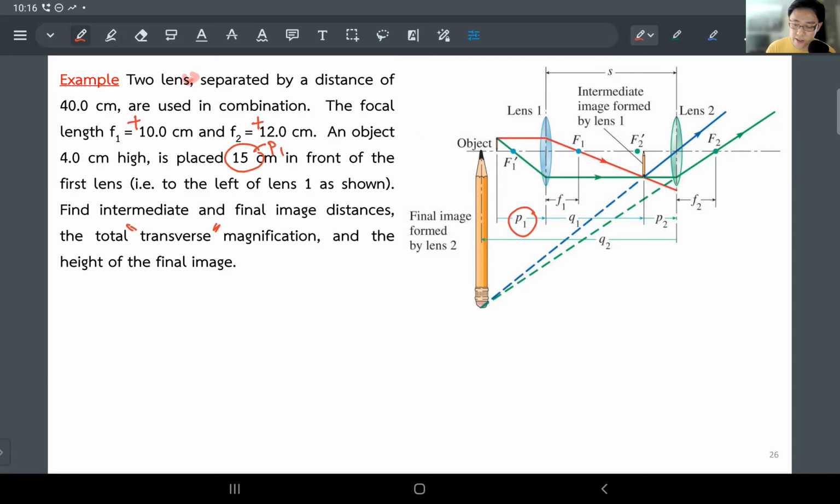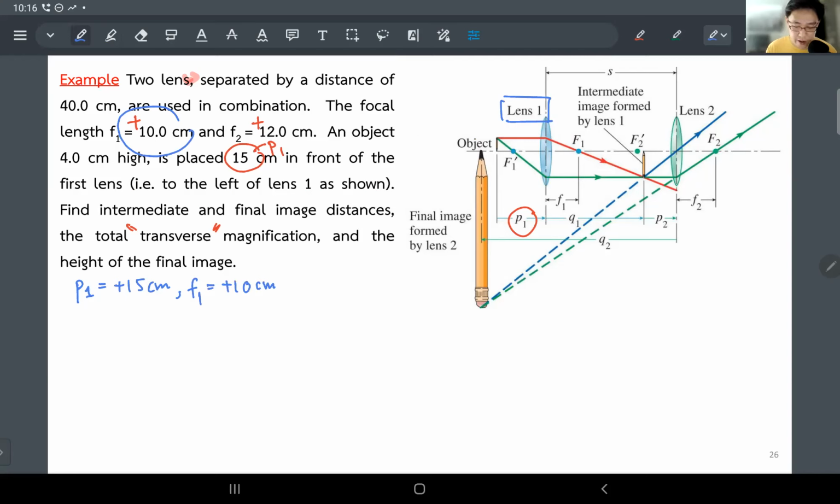So let's get things started here. I'm going to color code it here. Lens number 1, I'm going to use the blue ink, just to correspond to the blue glasses that they use for the lens there. Okay. All right, so for lens 1, you can list the known parameters if you want. The object distance is going to be positive 15 centimeter. Cool. The focal length of the first lens is given to be 10 centimeter, and we know it's positive. So let me put positive 10 centimeter there.